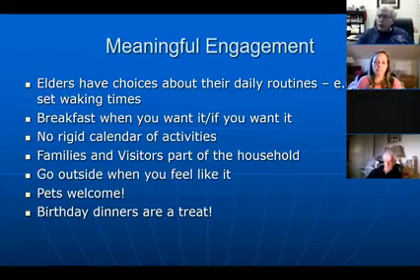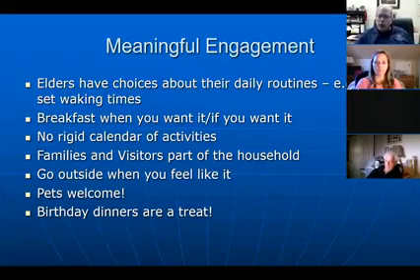There's no rigid calendar of activities. Most of us don't have an activity calendar on our refrigerator in our homes. And so activities tend to be more spontaneous. There are things that do happen, but it's not like everybody has to do the same thing at the same time.